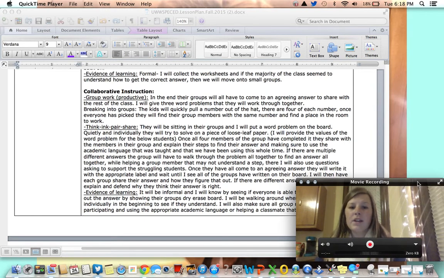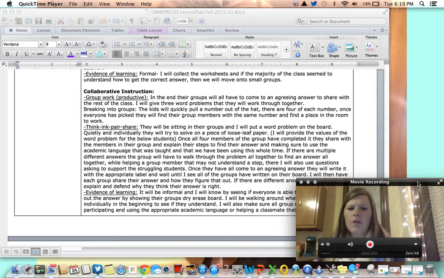So they'll be seeing their groups, and I'll put a word problem on the board, and quietly and individually, for the think part, they will try to solve on a piece of loose leaf paper. And again, for those below students, I'll provide those values already pulled out, so they just have to do the math.